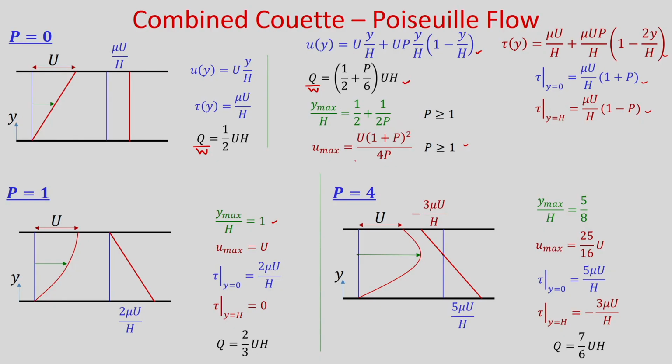Now, let us consider favorable pressure gradient, that means p greater than 0. So, first let us consider p is equal to 1. If p is equal to 1, then you can see from this expression y_max/h will be 1, u max will be capital U, and tau at y is equal to 0, if you put in this expression you will get 2μU/h, and tau at the upper plate will be 0, and the volume flow rate per unit width will be 2/3 U h. So, you can see the shear stress at the top plate will be 0.